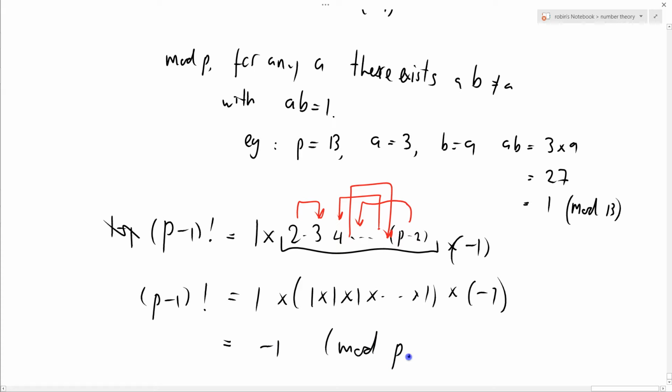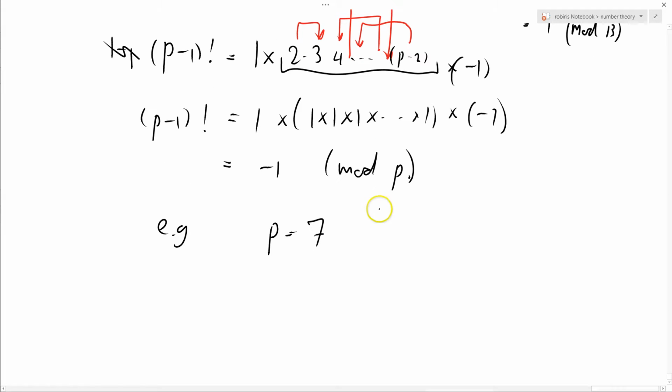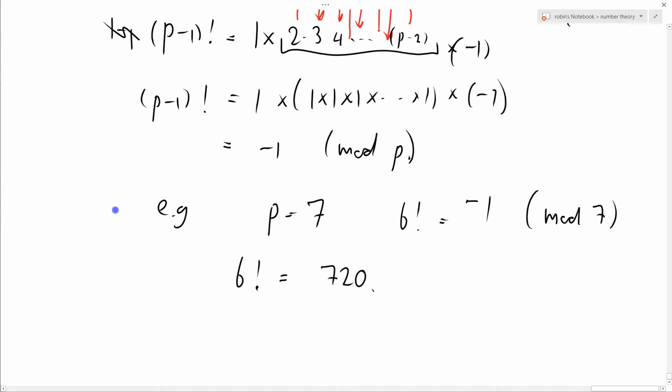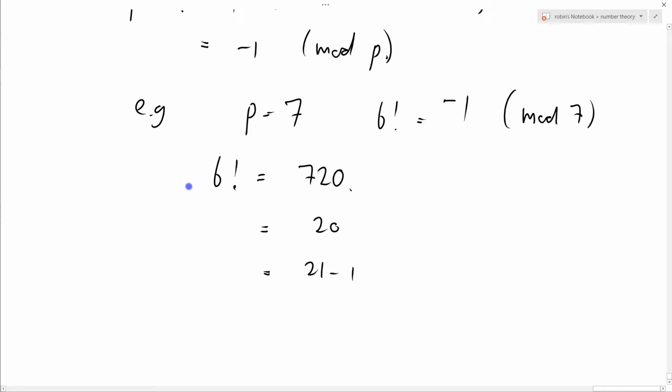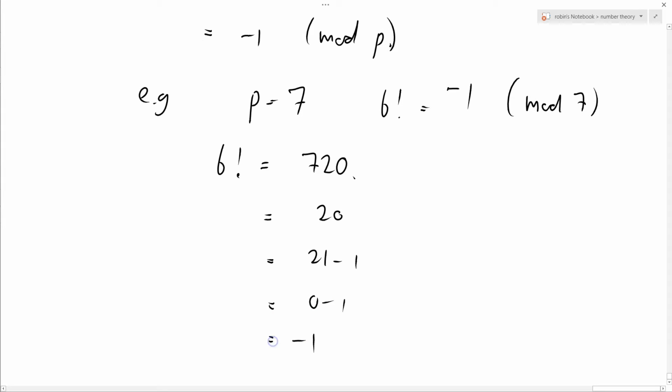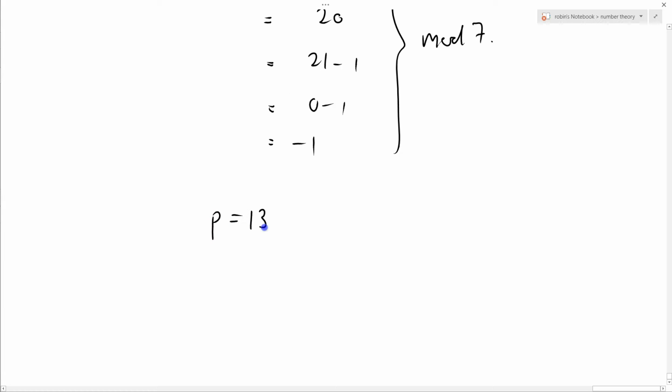Everything being modulo P. So for example, if I say P equals 7, then I'm asserting that 6 factorial equals minus 1 modulo 7. Well, 6 factorial equals 720, so we better work out what that is modulo 7. Well, 720 equals 20 modulo 7 equals 21 minus 1 equals 0 minus 1 equals minus 1, everything being modulo 7. So there's the theorem in that case there. Let's take P equals 13 as a second example.